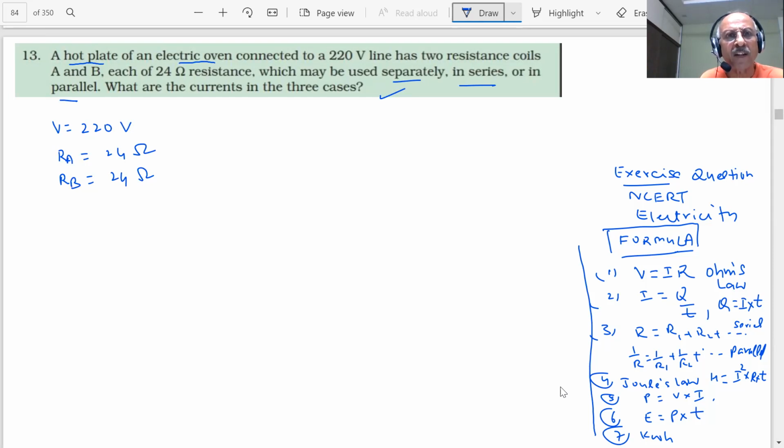You have to find the currents in three cases. You are given 2 to 3 minutes to answer the question. You have to calculate the currents when the coils are separate, when they are in series, and when they are in parallel. The resistance of each coil is given, and they can be used separately, combined in series, or combined in parallel. Will the current be the same in the three cases or will it be different?